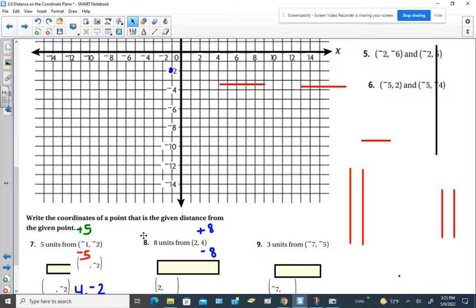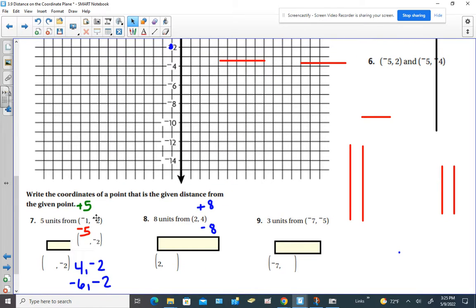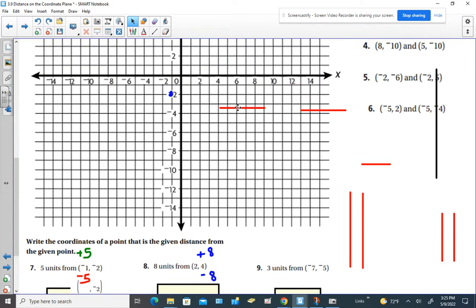Now, if it's 5 units away and we have to keep the y term the same, see how they give you the y term? If we're keeping that as a -2, that means that we can consider that it could be 5 units to the right of it, or it could be 5 units to the left of it. So in other words, if it's to the right of it, it would be here. And if we're going 5 units left, it would be over here. So let's start with this point because that one's a little bit easier to figure out.